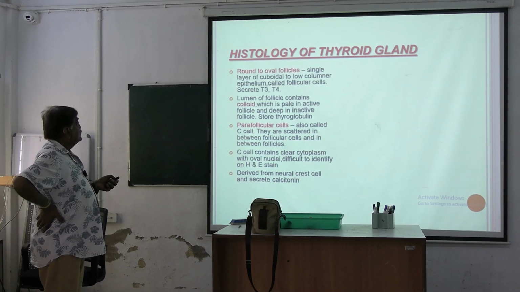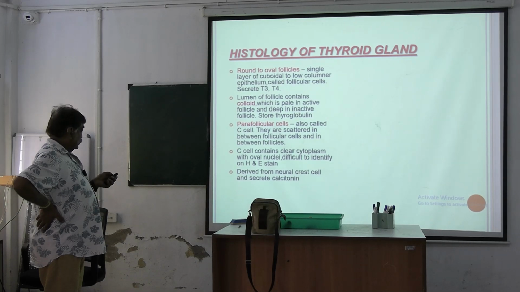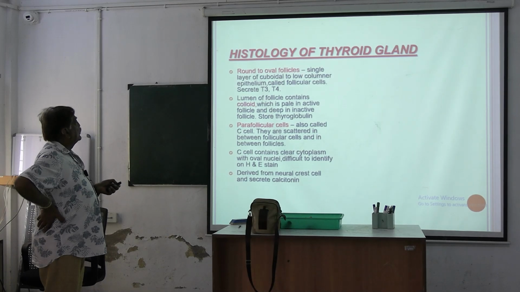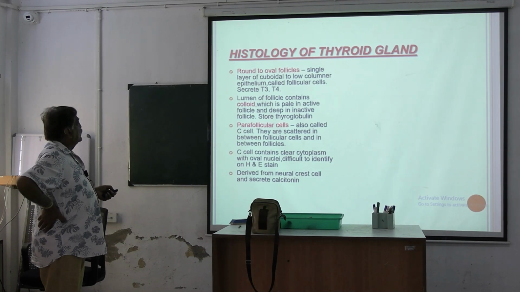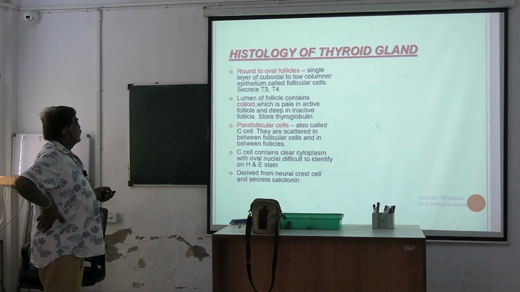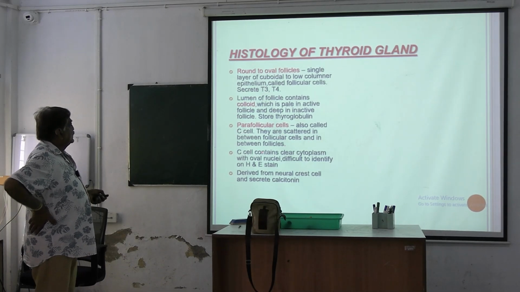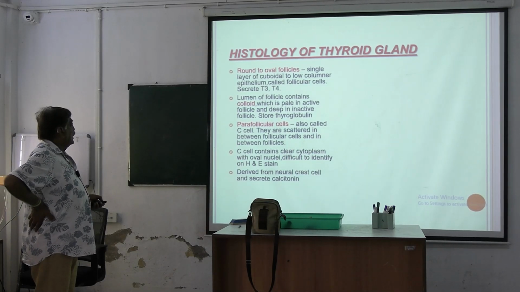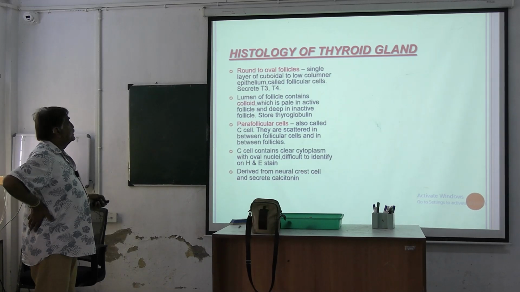Histology of the thyroid gland. I think I'll just go through: round or oval follicles, a single layer of cuboidal to low columnar epithelium called follicular cells, secrete T3 and T4. Lumen of the follicle contains colloid, which is pale in an inactive follicle, and deep in an inactive follicle, stored thyroglobulin. Parafollicular cells, also called C cells, are scattered between the follicular cells and between the follicles. C cells contain clear cytoplasm with oval nuclei, difficult to identify in each stage, derived from neural crest cells that secrete calcitonin.